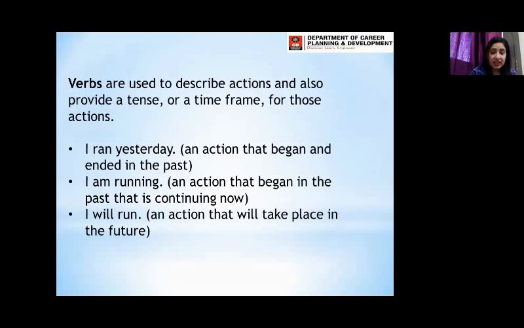Okay, now the last sentence over here says, I will run. So will and run signifies that we are talking about something in the future, something which has not happened right now, but it is going to take place in the future. So over here you can observe that the verb defines the time frame that we are actually talking about.